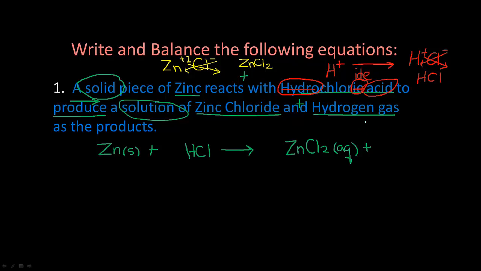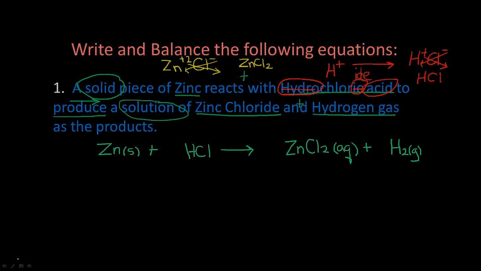Hydrogen gas. This is when you need to remember the last video, our diatomics. Hydrogen is a diatomic, which means it exists as 2, H2. It is a gas, so I'm going to put under here a subscript of G that says gas. Now we have just done all of our 3 steps.